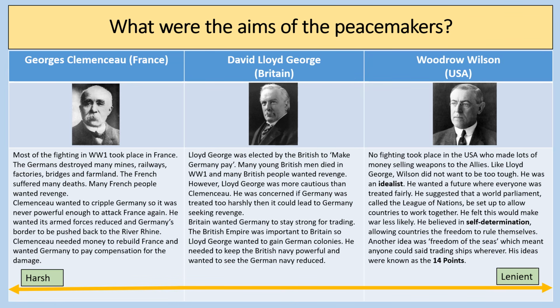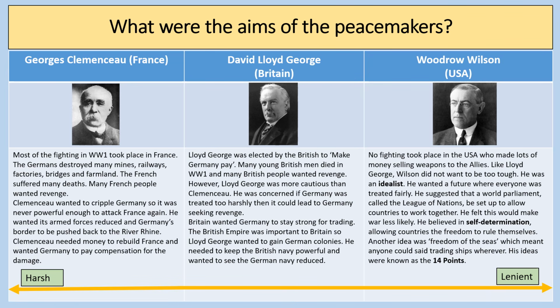Now, Woodrow Wilson, a bit of an idealistic character. Remember, no fighting actually took place in America. Wilson didn't want to be too tough. He wanted to see Europe rebuilt so that Europe was going to be strong and that America could continue to trade with Europe. His idea was the League of Nations, a kind of world parliament where countries would work together.